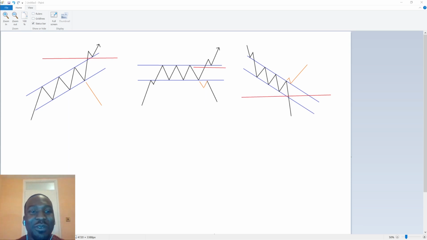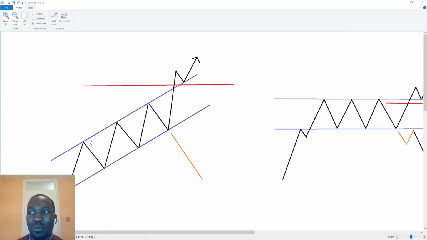So in this video I'm going to be talking about my favorite pattern. The one that I'm always looking for and the one where I make the most money off of, and these are channel patterns. Now there's three main types of channel patterns. You've got ascending, this one on the left, horizontal and descending.